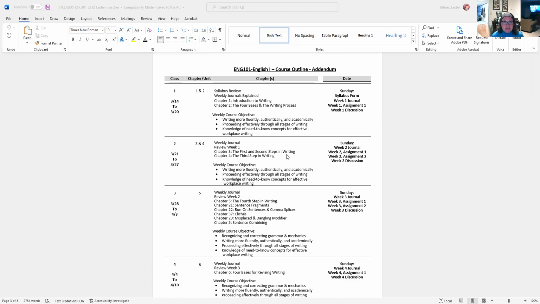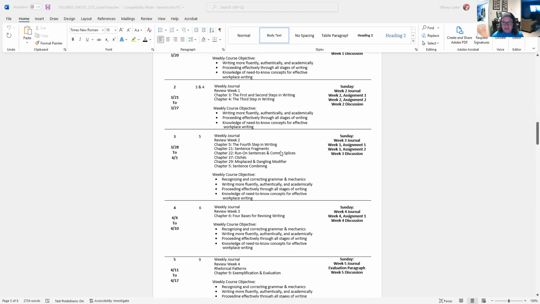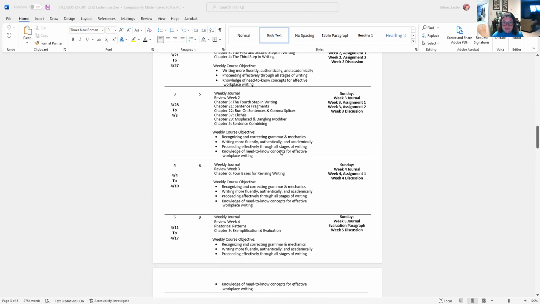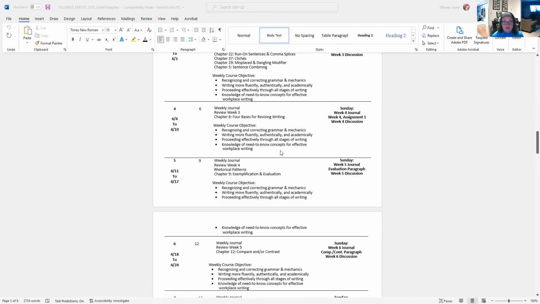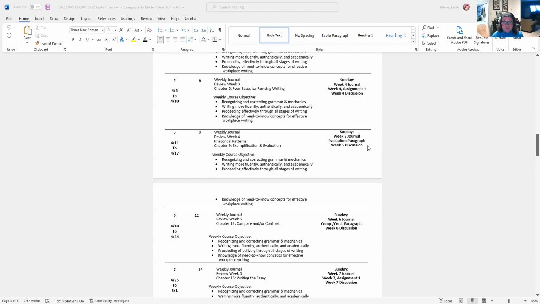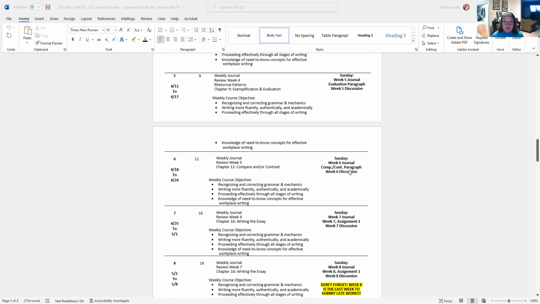This is not the best place for you to come back to for detailed information, but it can be helpful to try to plan ahead because you can sort of look through and see when those big items are going to be assigned. For instance, the evaluation paragraph, that's writing assignment 1, the formal paragraph, that's in week 5. And then the second one, the compare contrast paragraph, is in week 6.